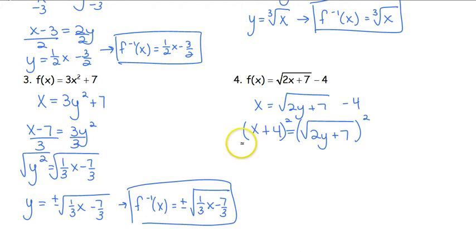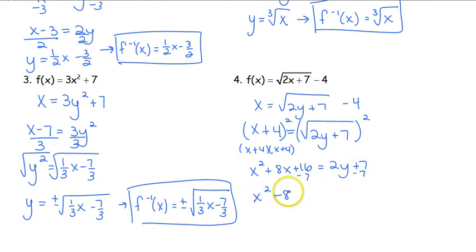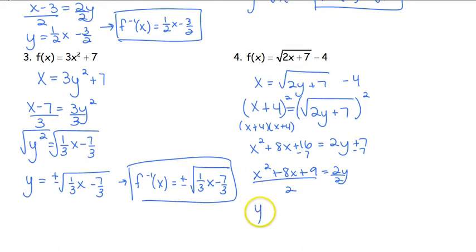This is a binomial squared, so we've got to make sure that we FOIL that quantity to give us x squared plus 8x plus 16 equals 2y plus 7. We move that 7 over. So now we've got x squared plus 8x plus 9 equals 2y, and we divide by 2. So we've got y equals 1/2 x squared plus 4x plus 9/2. We change that into our function notation for our inverse.